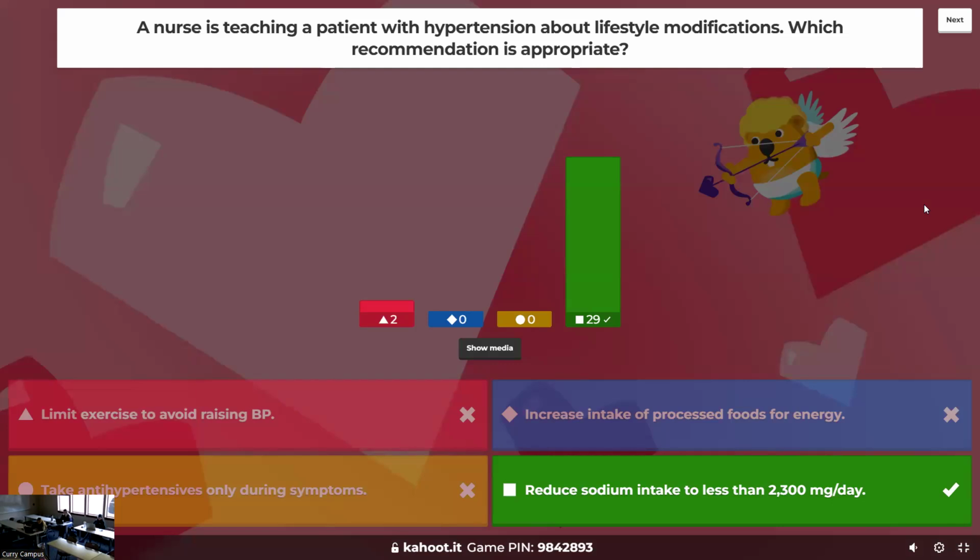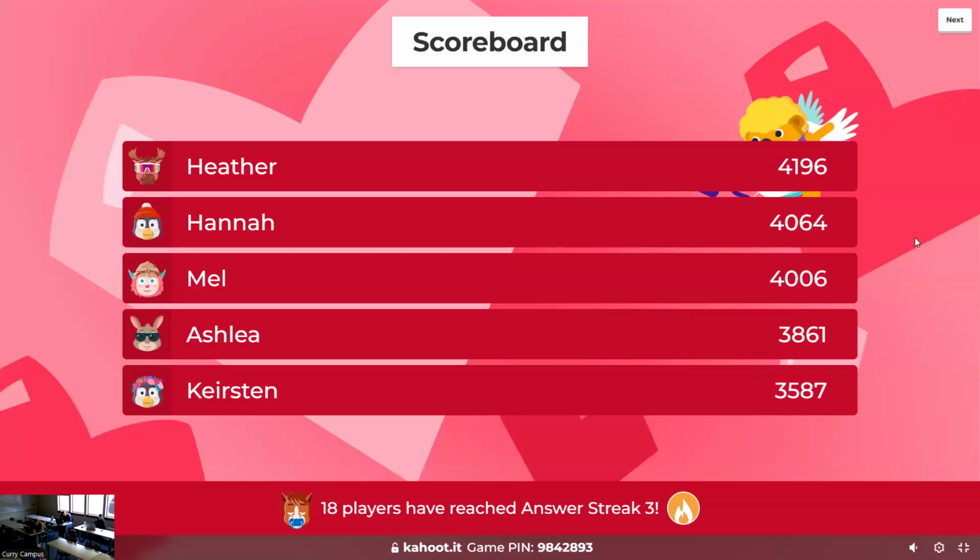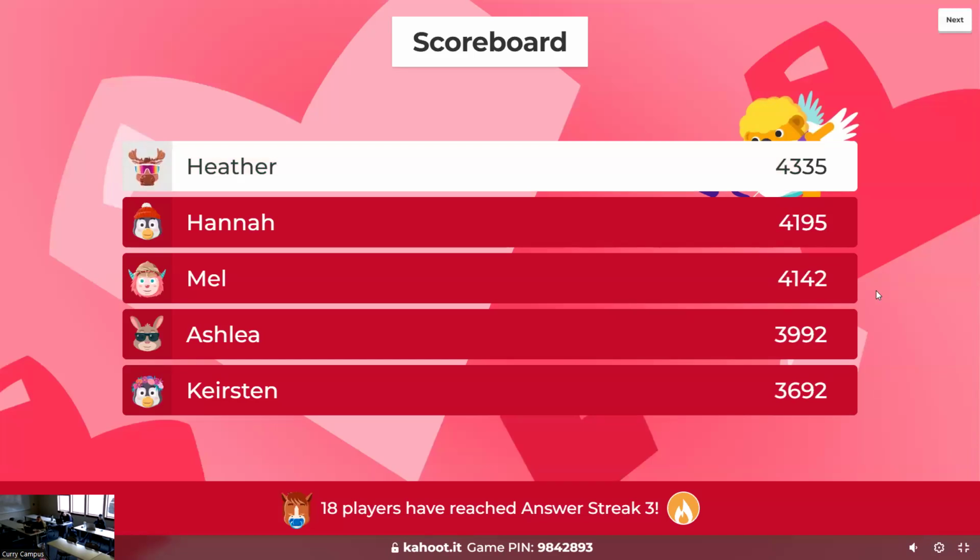Good. Yeah, reduce sodium intake to less than 2,300 a day. Good. And we want them to be able to exercise more. In the long run, that could lower blood pressure. All right, so Heather's still in the lead. 18 players have reached answer streak of 3 so far.